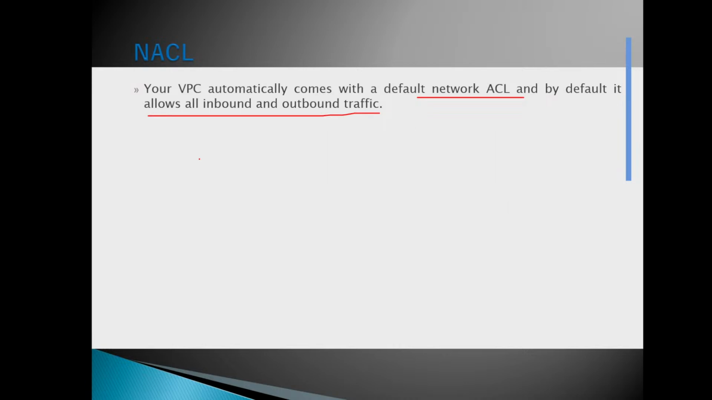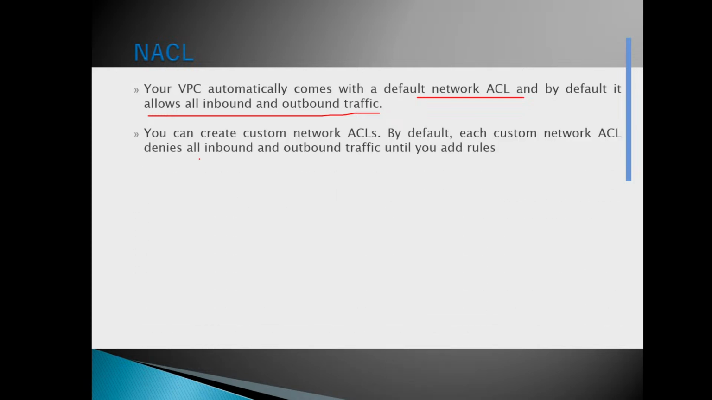Your VPC automatically comes with a default NACL. By default, it allows all inbound and outbound traffic. You can create a custom NACL. By default, each custom NACL denies inbound and outbound traffic until you add a rule. Each subnet in your VPC must be associated with a NACL. Every subnet should be attached to a NACL.